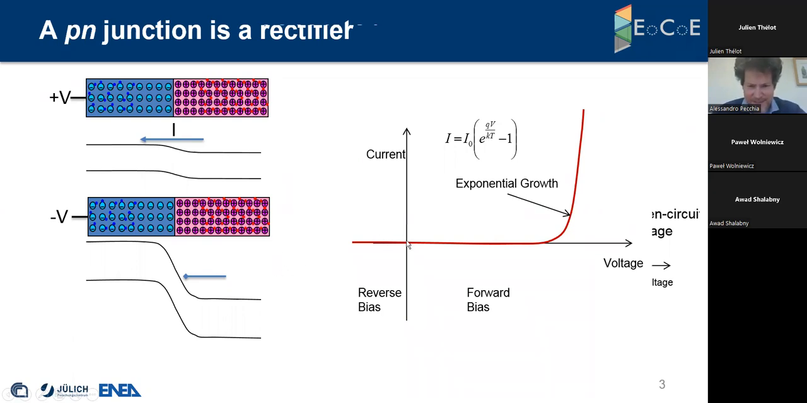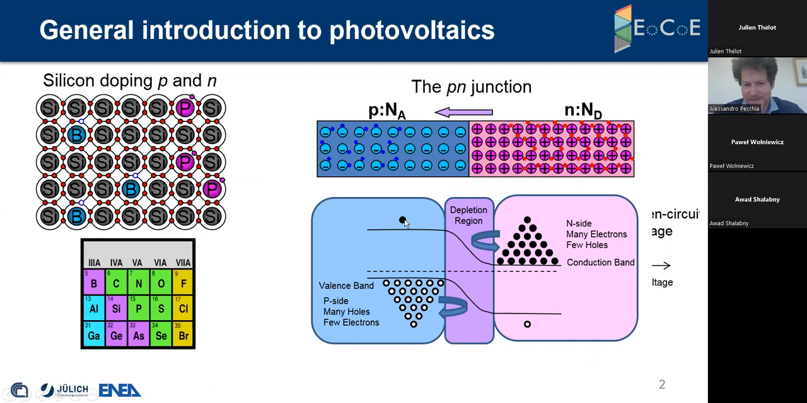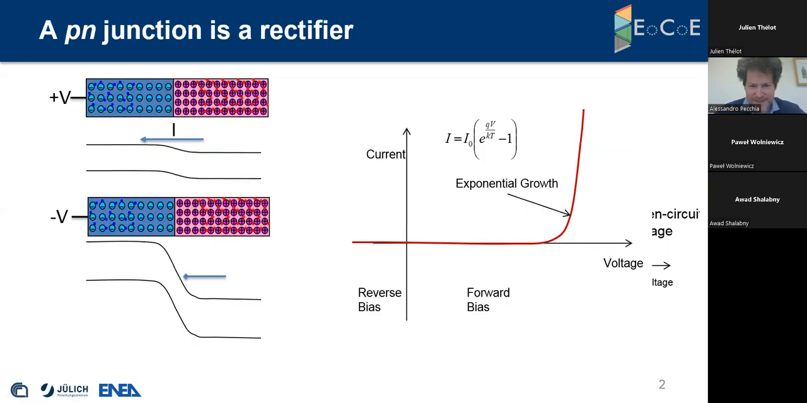Okay, one may say that there is a little bit of current in the negative voltage due to these minority carriers. There are few minority carriers that can carry some current even in the reverse bias PN junction, but this is typically small, let's say negligible. So this behaves like a rectifier.